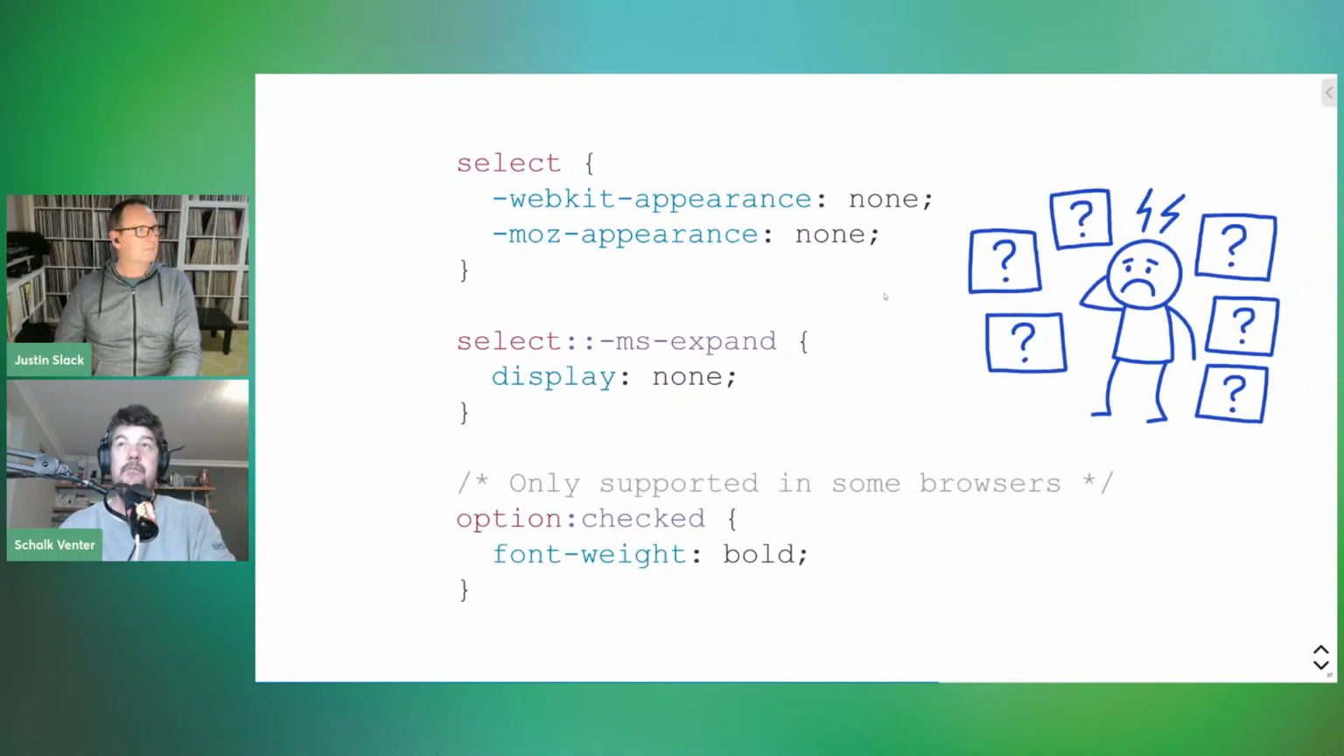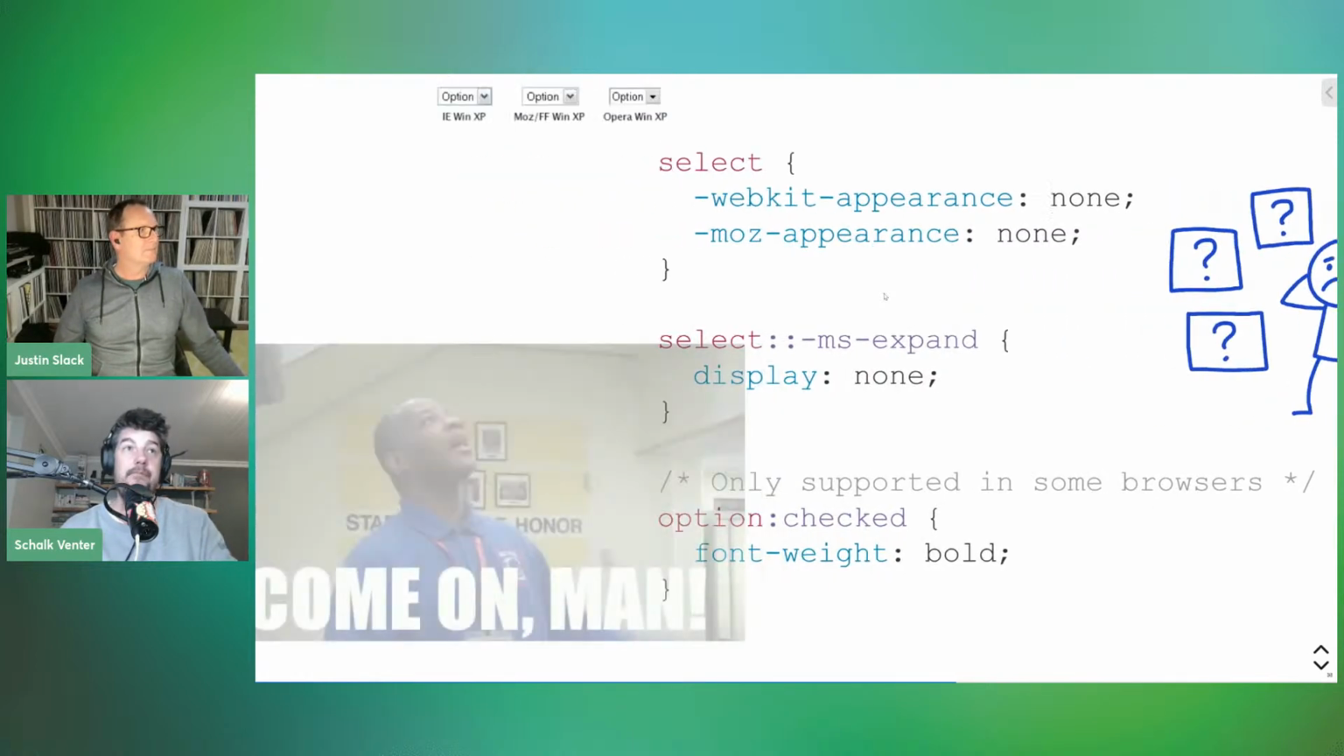Yeah. Not only that, even just regular stuff, like stuff that you could apply on the options, was inconsistent between browsers. So not even vendor prefix stuff, like applying styles to an option that is checked. Some browsers supported it, some didn't. So select was all over the place, even without vendor prefixes.